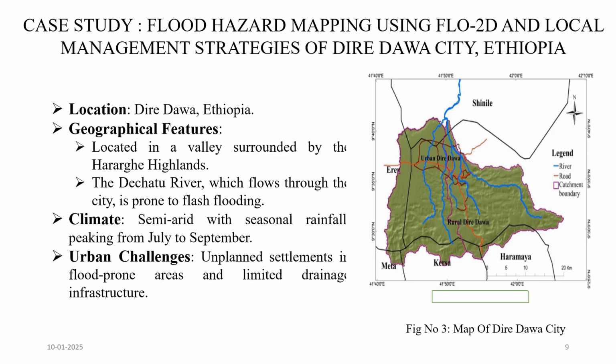This slide discusses a real-world application of flood hazard mapping in Dire Dawa, Ethiopia, a city highly vulnerable to flash floods due to its location in a valley surrounded by the highlands. The Dechatu River flowing through the city exacerbates the risk, especially in areas with unplanned settlement and inadequate drainage infrastructure. The study highlights the semi-arid climate, with seasonal rainfall peaking between July and September, as a significant contributing factor to flooding.